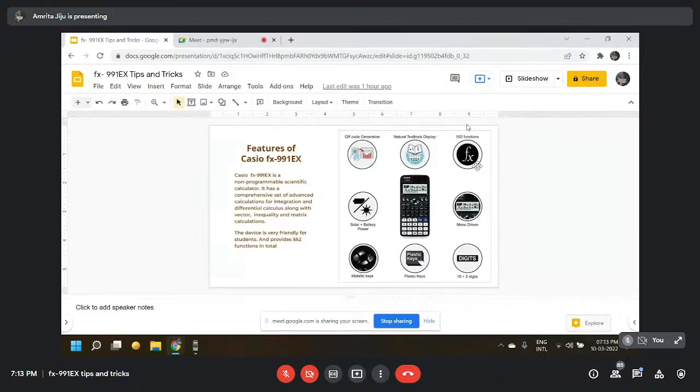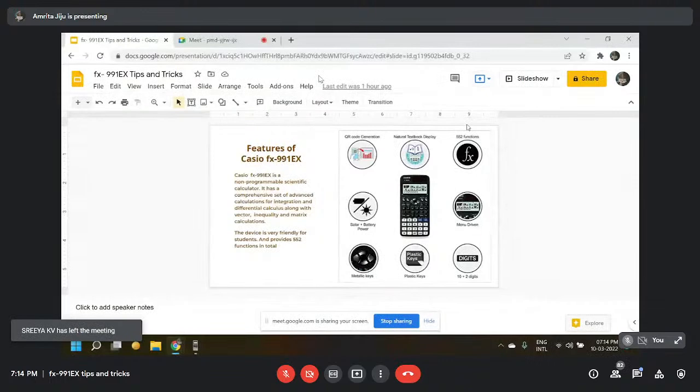One of the main features of this calculator is that we can see the display the way we actually read it in our textbook. Like 1 by root 2 is written exactly in the way we are used to seeing in textbooks, not like 1 raised to 2, but just the same way we see in the textbook. It's just the actual display of the calculator.